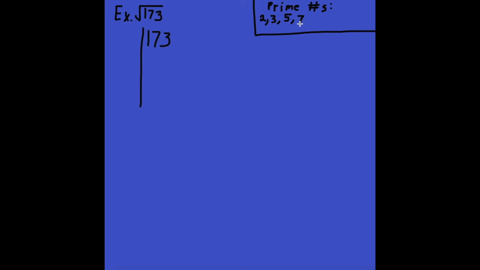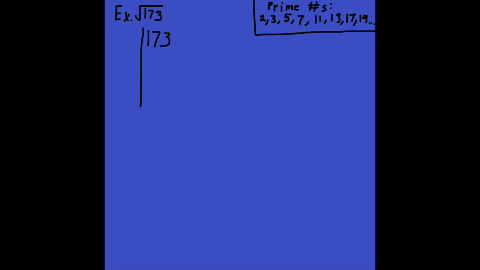These are some of the many prime factors. 2 doesn't go into 173. 3 doesn't go into 173. 5 doesn't go into 173. 7 doesn't go into 173. 11 doesn't go. 13 doesn't go. 17 doesn't go. 19 doesn't go. What you'll notice is that no prime number goes into 173.